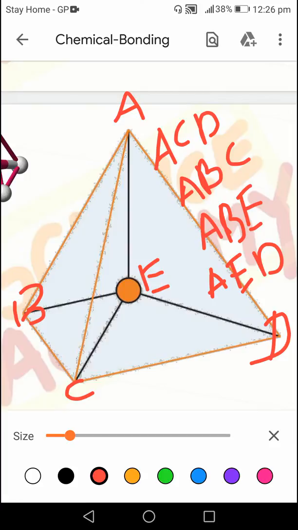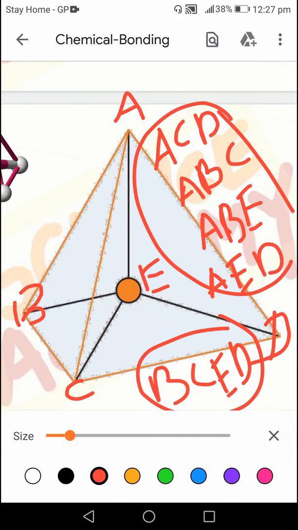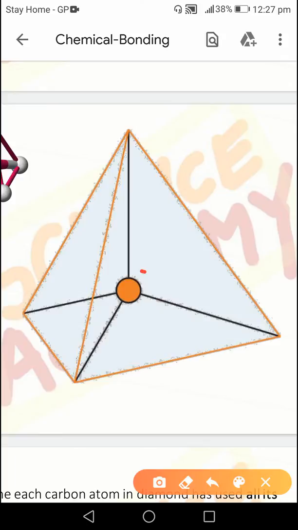Okay, you might argue that B, C, E, D is also a surface, but actually it's not, because B, C and D appear here in this case as if they form a surface, but actually they do not form a surface. So we have got 4 surfaces or 4 faces, for which, when a single atom forms bonds with 4 other atoms, we call it a tetrahedral structure.